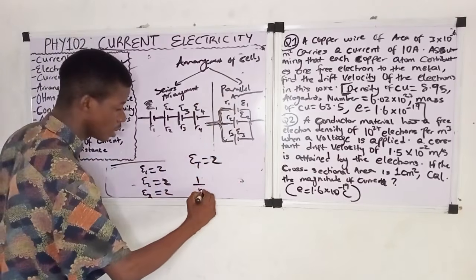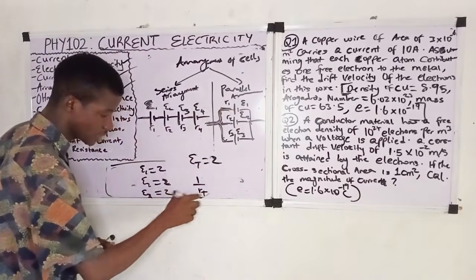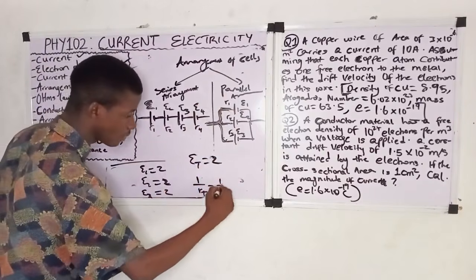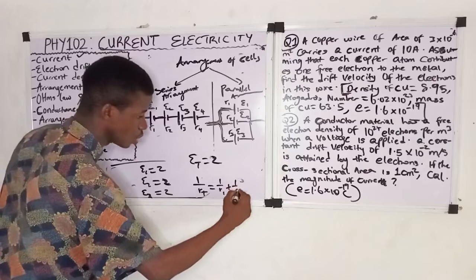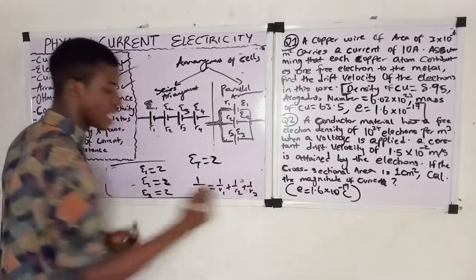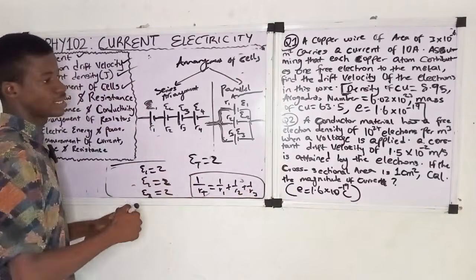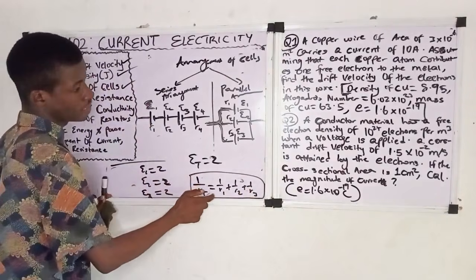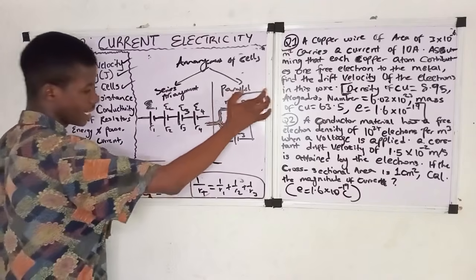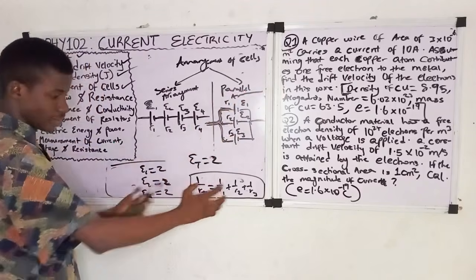Simple. That's just it. But to calculate your total resistance, it will be 1 over R total equals 1 over R1 plus 1 over R2 plus 1 over R3, right? Yeah. So this is the formula to calculate the total resistance of the cells when they are connected in parallel.